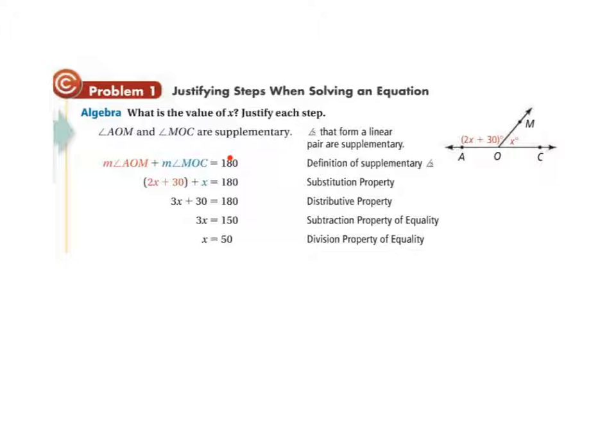Now what I'm going to do is substitute these values that I already know for those two angles, and that's the substitution property. Now I'm going to do some algebra. Now I don't love this one right here. This is not my favorite. They call it the distributive property, and I don't think of it myself as the distributive property. I think of it just like simplification. I'm just going to combine like terms.